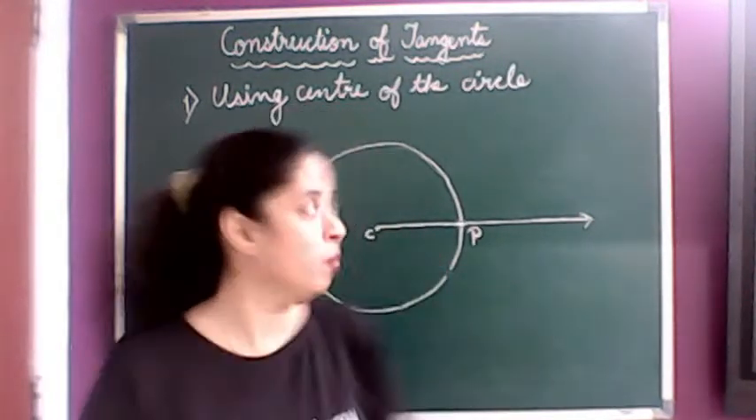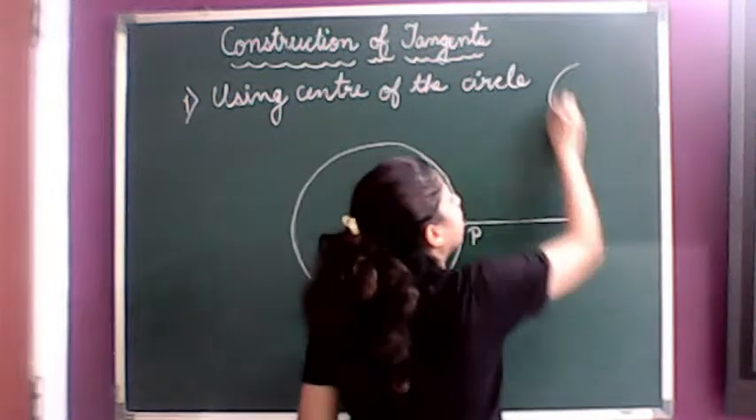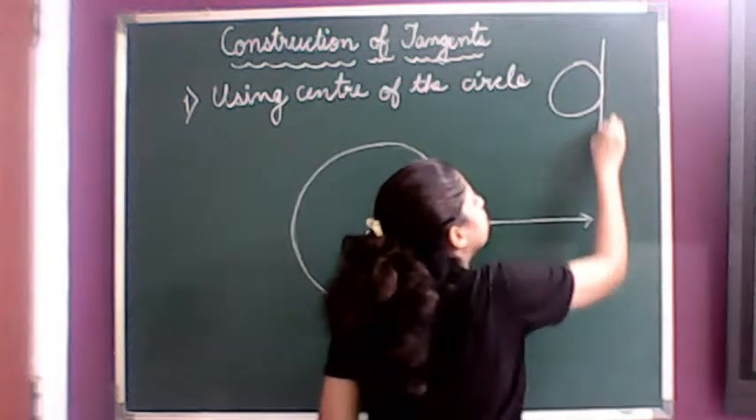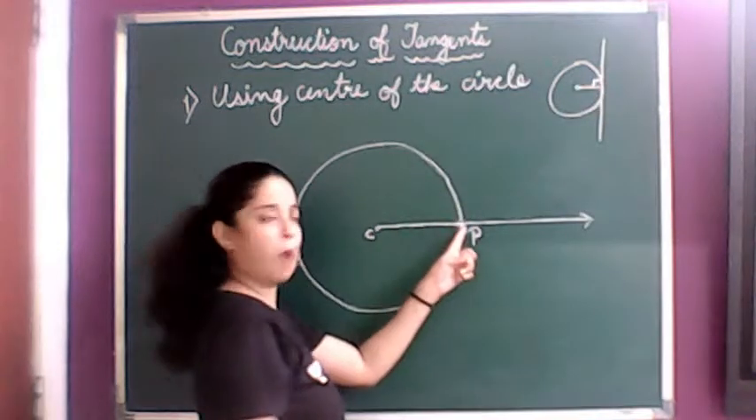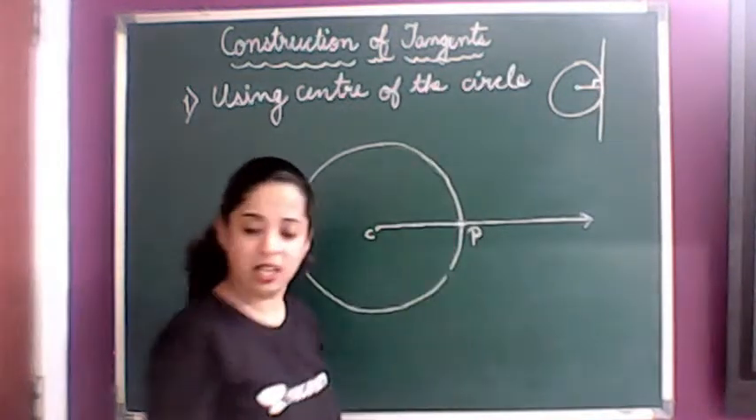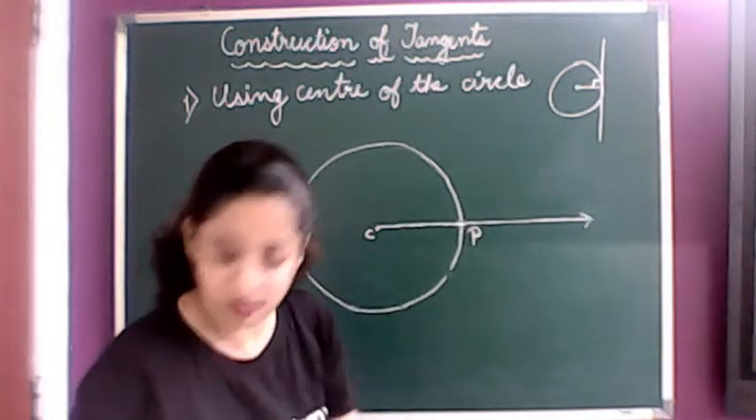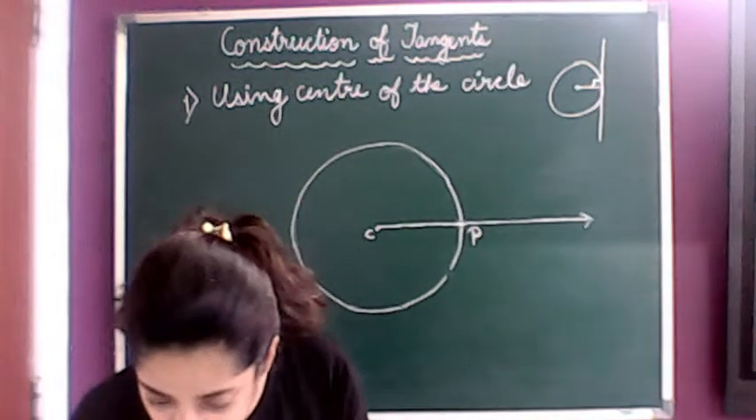I already told you that when there is a circle and a tangent, the radius from the center makes 90 degrees with the tangent, right? So at this point, I have to draw a 90 degree line. Now how to do that? Watch here very carefully.